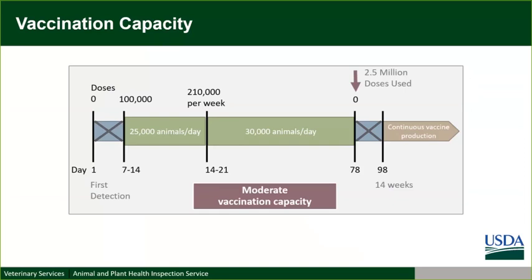We can then look at the certain amount of doses, and these doses can vary throughout the first 14 weeks, based on the batch production that companies are able to produce. In this case, if we start with 100,000 doses of vaccine for the first week, that's about being able to vaccinate 25,000 animals a day for the first week, and then ramping up to about 210,000 animals, at a maximum capacity of approximately 30,000 animals a day.